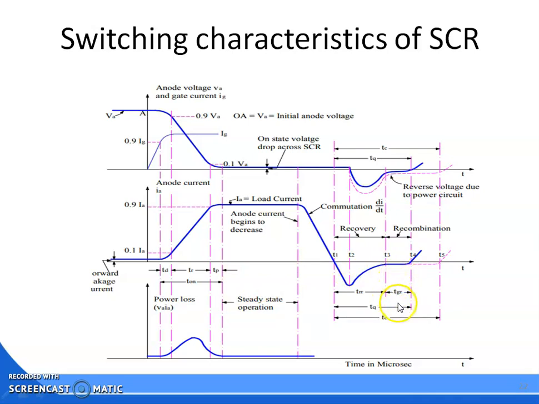If we do so, the recombination takes place from the instant T3, and all the carriers are swept out when we reach the instant T4. So the interval between T3 and T4 is known as TGR, that is, the gate recovery period. TRR plus TGR is nothing but TQ, that is, your total turn off time. The entire on to off process is known as the switching characteristics of the SCR.